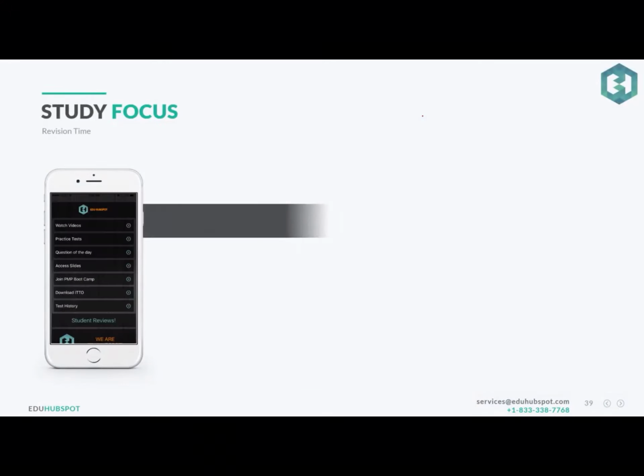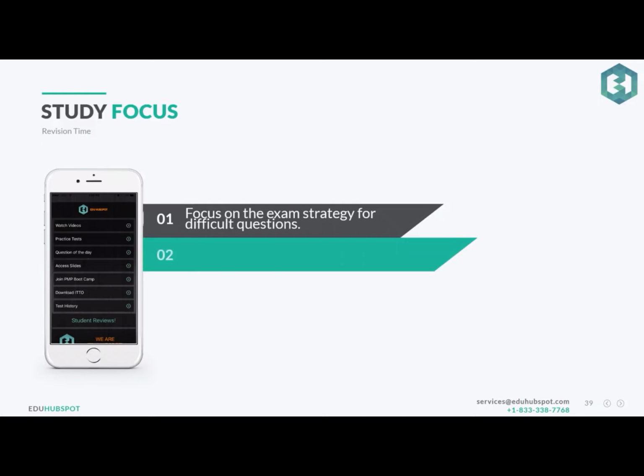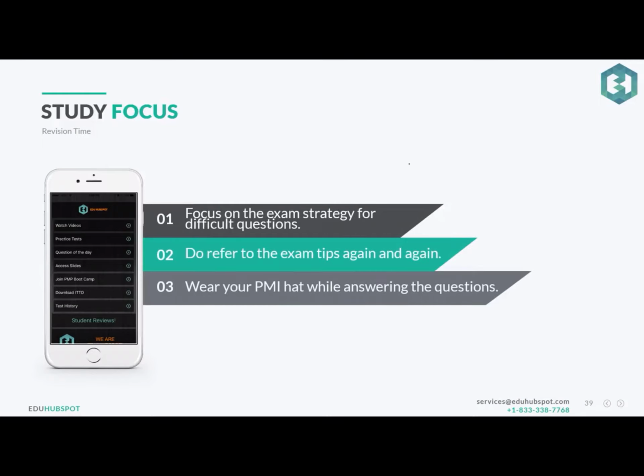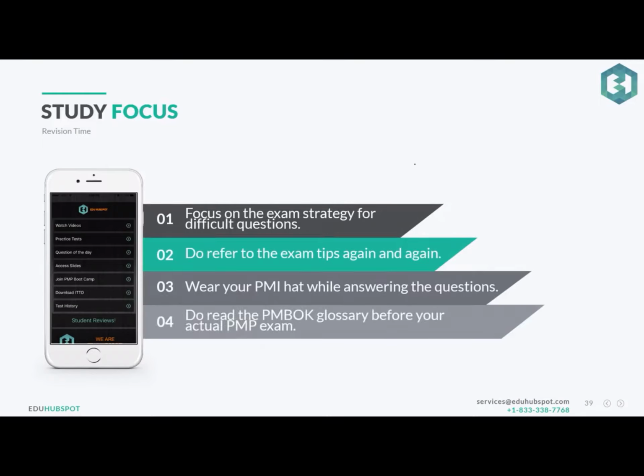So let's do a quick revision on all the things we did. Focus on the exam strategy for difficult questions. I gave you the exam strategy. Make sure that you are following that exam strategy. Do refer to the exam tips again and again. I really want you to not just read those exam tips, but apply them also. Trust me, once you start applying them, you will see an improvement in your score.